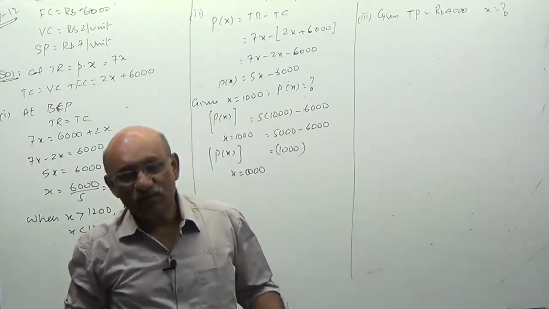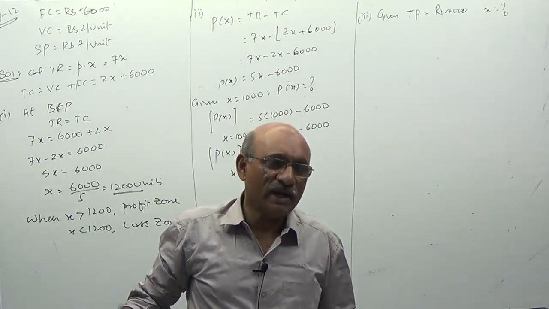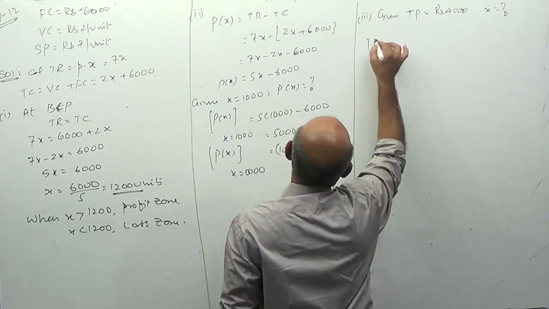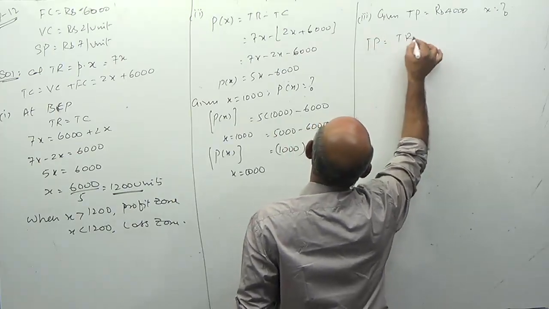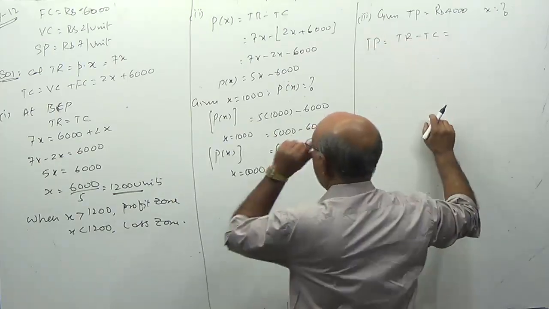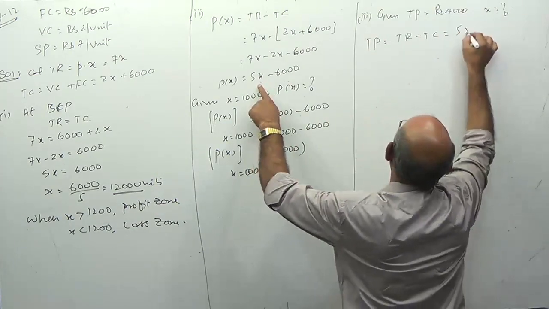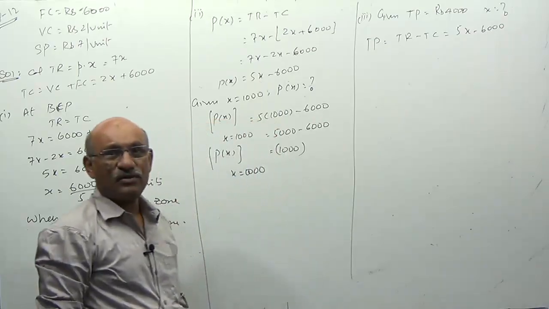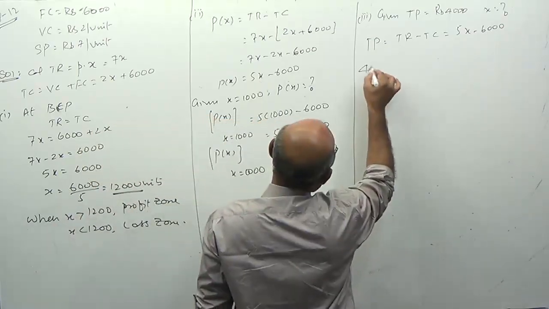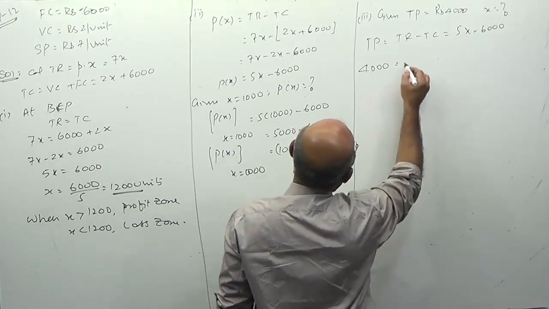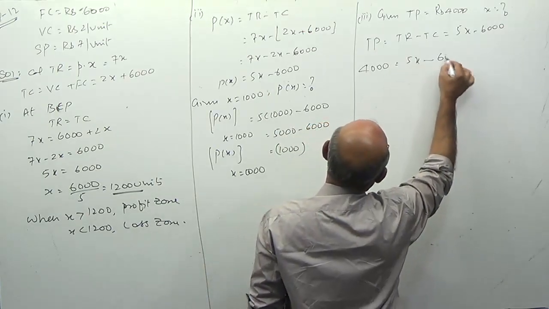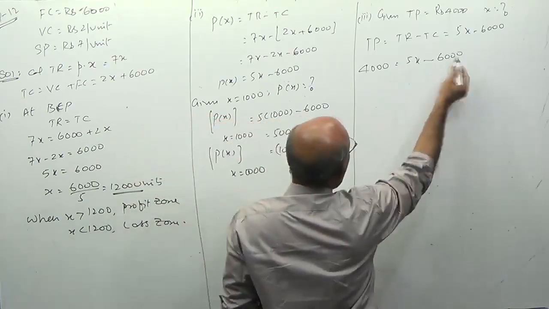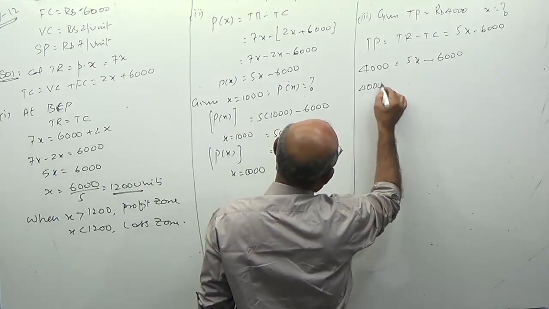At what sales volume you can expect a profit of rupees 4,000? So again consider total profit is equal to TR minus TC. This is already we calculated for the second problem: 5x minus 6,000. So total profit is given as 4,000 rupees is equal to 5x minus 6,000. So minus 6,000 taken to this side.